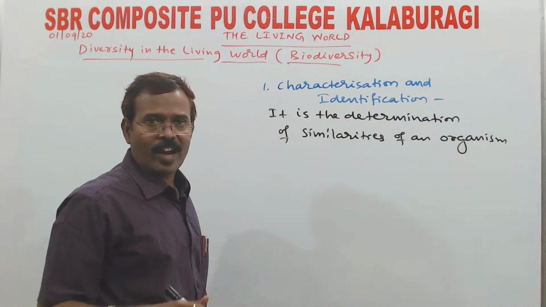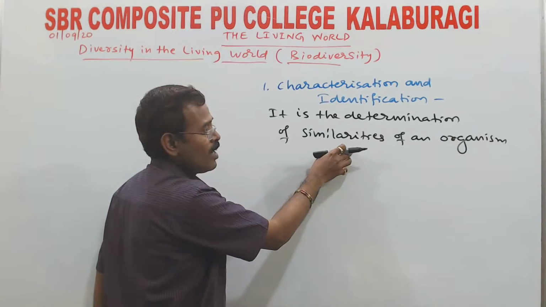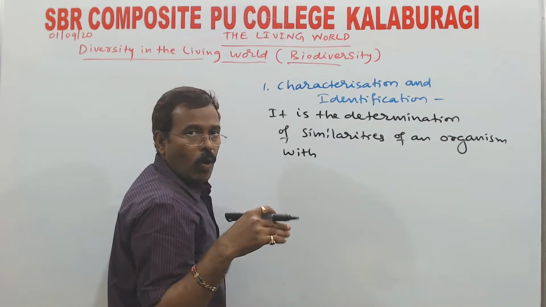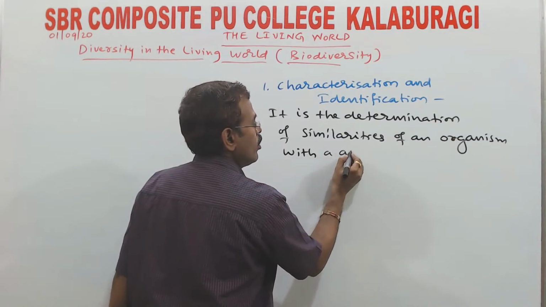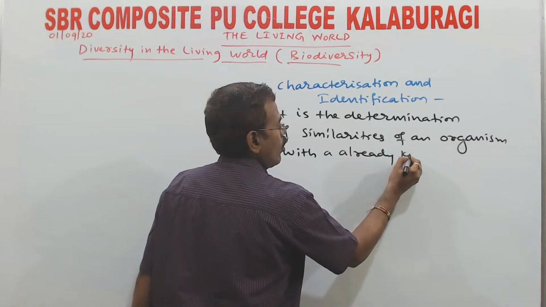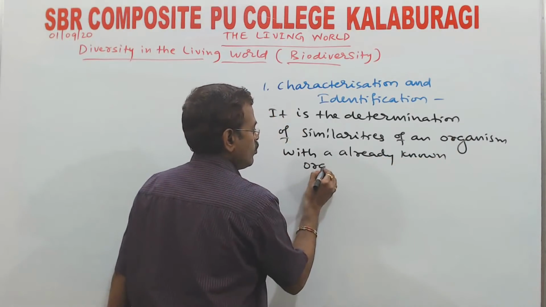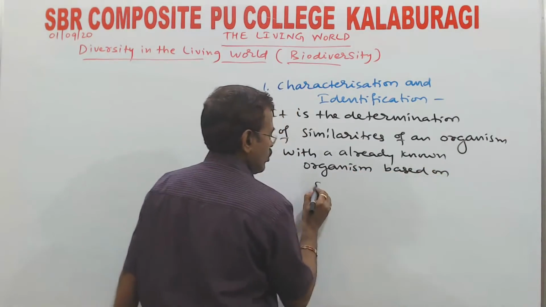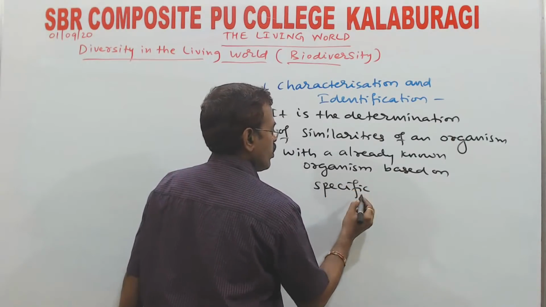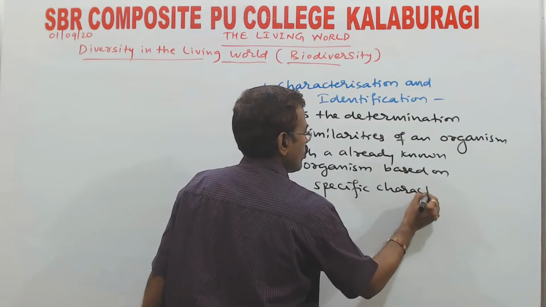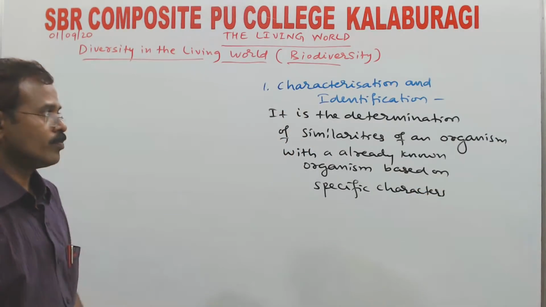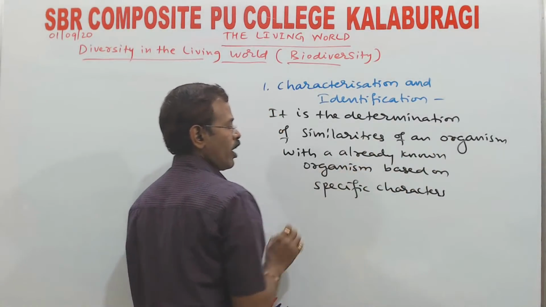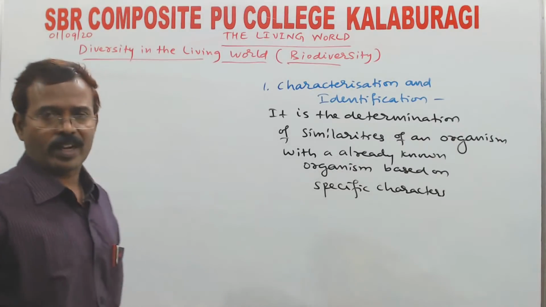What is characterization and identification? It is the determination of similarities of an organism with an already known organism based on specific characters or specific features. So it is the determination of similarities of an organism with the already known organism based on specific characters.